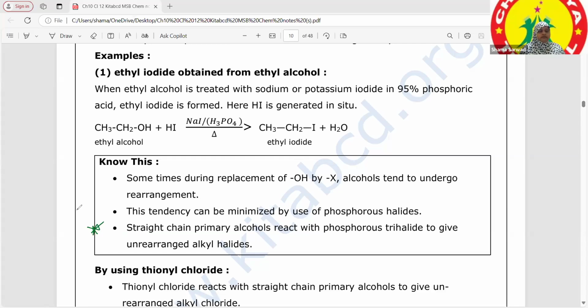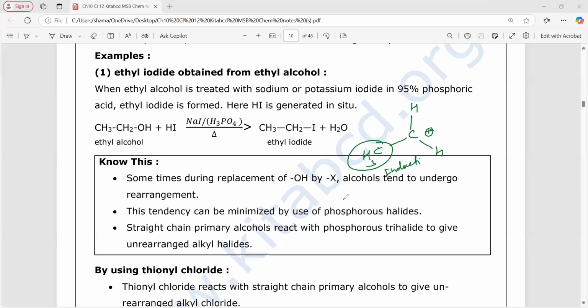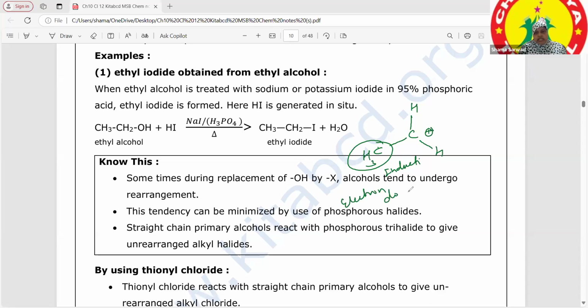Done? Yes, ma'am. Now see what exactly I wanted to tell you about primary and secondary. Suppose this is your primary carbocation, CH2 with positive charge with two hydrogens, and it may be attached to one CH3. So in this case, there is only one CH3. This CH3 group has an electron donating inductive effect. And these hydrogens are also there, which are in hyperconjugation.